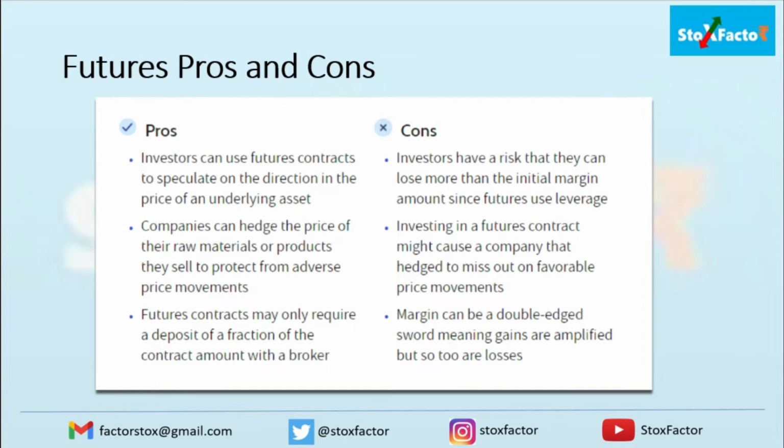So you get a leverage. You only need to deposit a fraction, that is a margin, of that total lot size value, right? And you can buy the futures contract because you are making an anticipatory position in the future contract. So these are the pros. Now what are the cons?